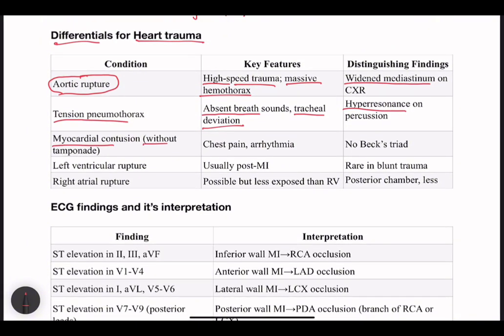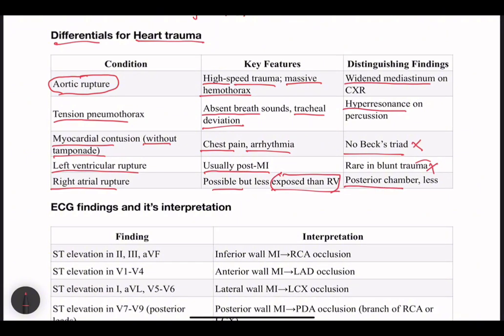Myocardial contusion without tamponade is another differential for heart trauma. It presents with chest pain and arrhythmia, but there is no Beck's triad. Left ventricular rupture is also a potential cause, but it is a very rare cause for heart trauma. It usually presents post MI. It is very rare in blunt trauma. And right atrial rupture is again very rare because it is less exposed than the right ventricle. It is a posterior chamber and less likely to be injured.